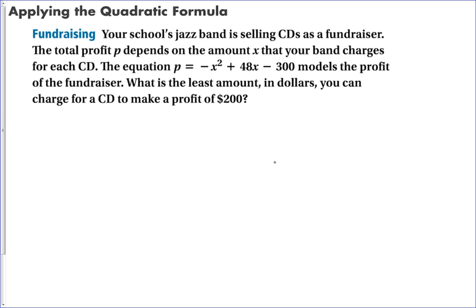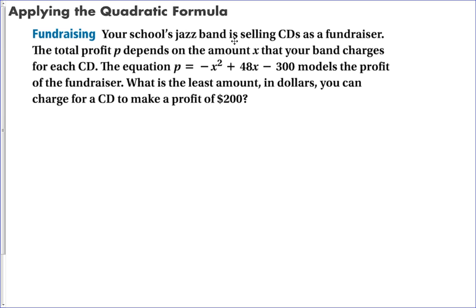The total profit P depends on the amount x that your band charges for each CD. The equation P equals negative x squared plus 48x minus 300 models the profit of the fundraiser. What is the least amount in dollars that you can charge for a CD to make a $200 profit?